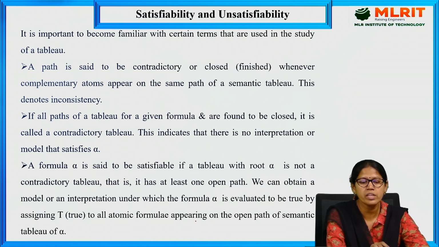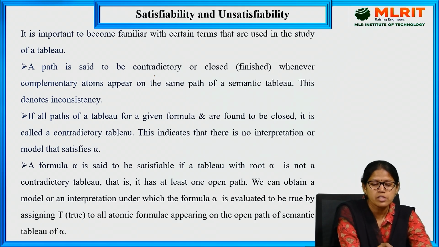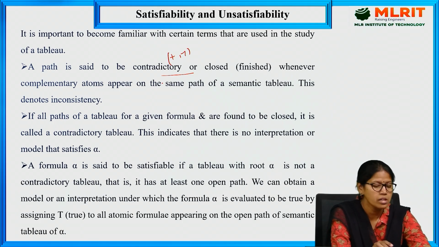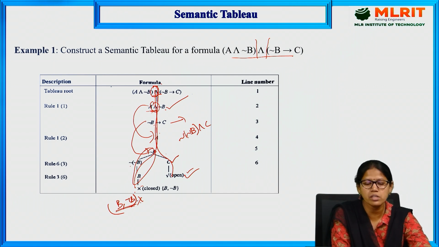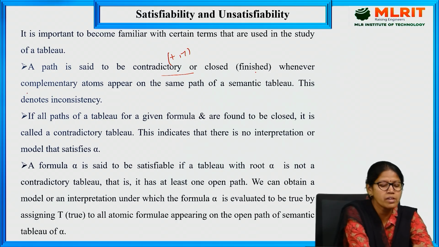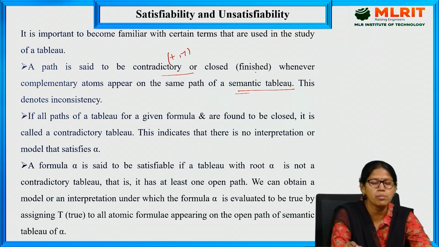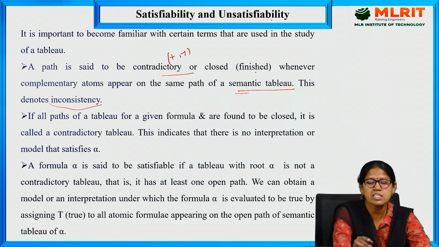Let's see how we can derive the satisfiability and unsatisfiability of a formula. A path is said to be contradictory if it contains a positive and a negation. In the previous example, we have seen B, negation B, which is said to be contradictory or complementary. Paths are closed, finished, whenever complementary atoms appear on the same path of a semantic tableau. This is denoted as inconsistency or unsatisfiability.